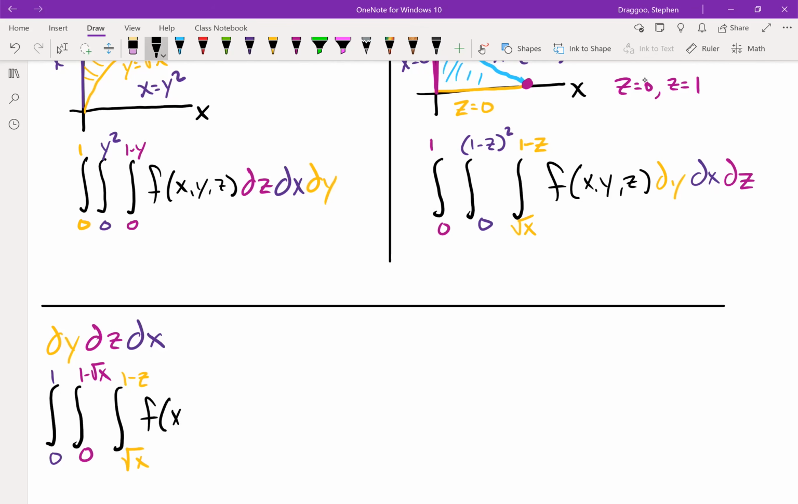Our function f of x and y and z in the order that we wanted: dy, then dz, then dx.